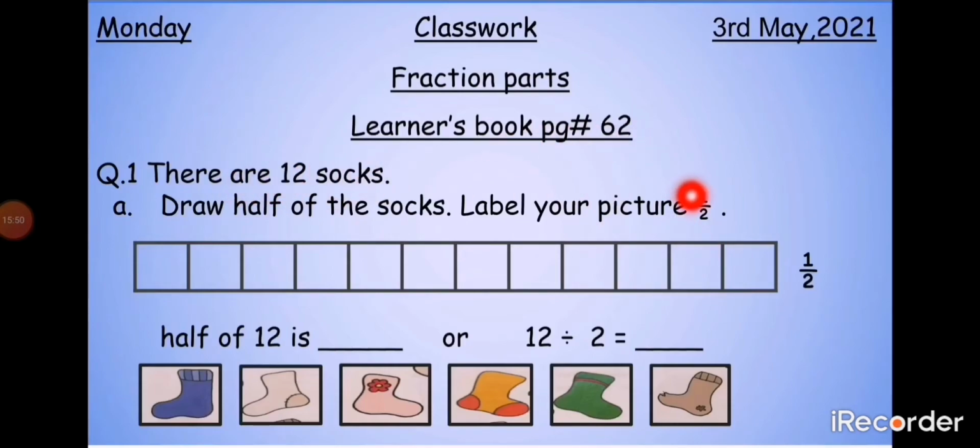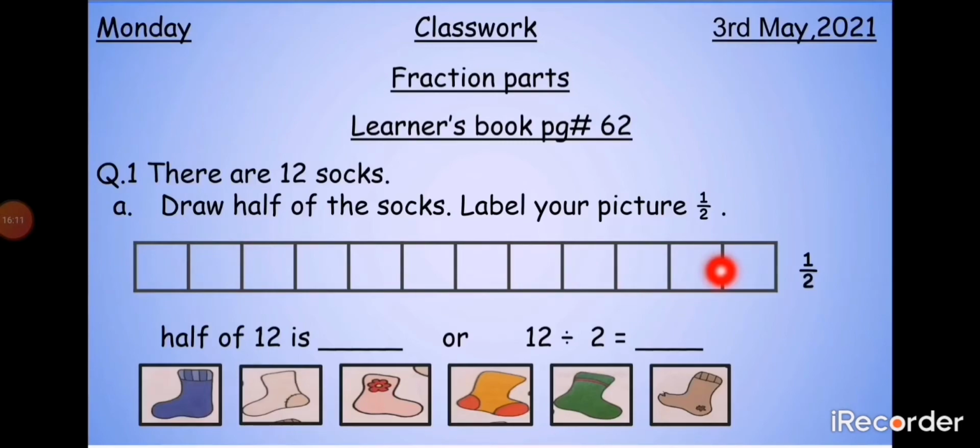So first we'll find out the half of the 12. How many socks are present in half of the 12? Or how many socks are half of 12? From the total socks, how many are half of 12? Here I made a square strip here. They are equally divided. You can see. You can also make this strip on your notebook.